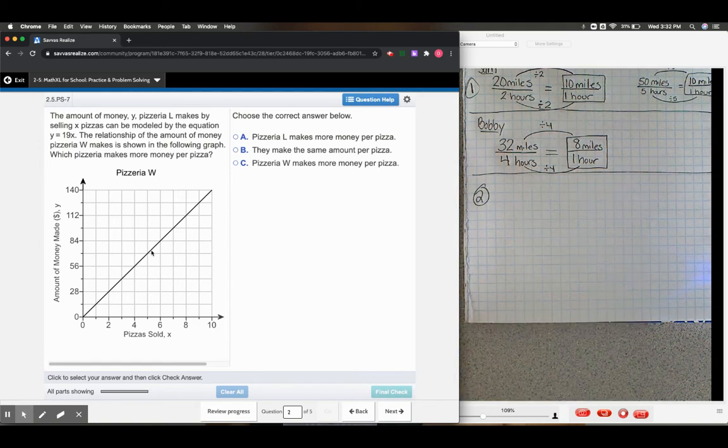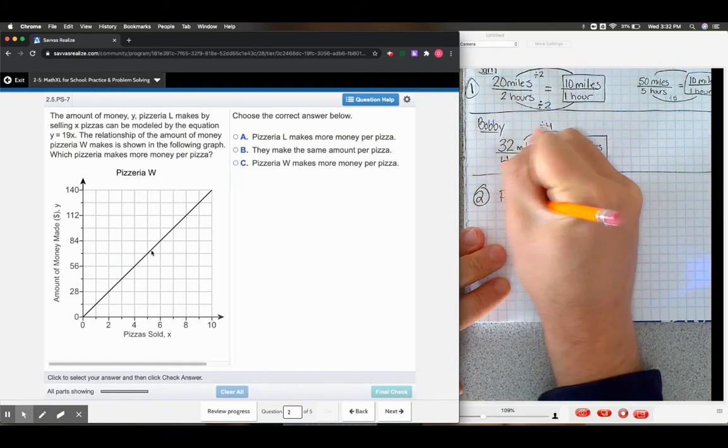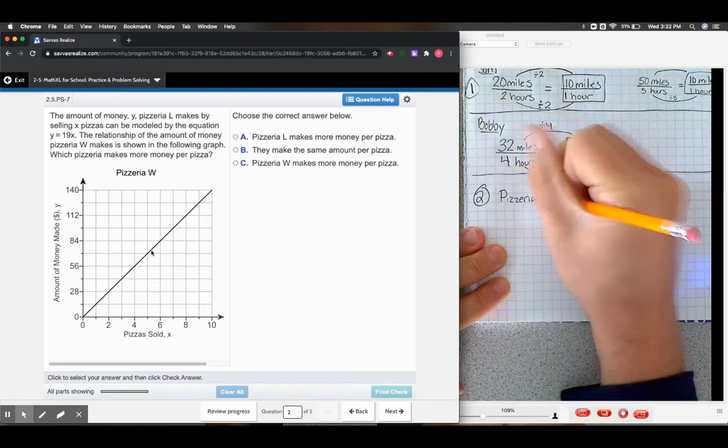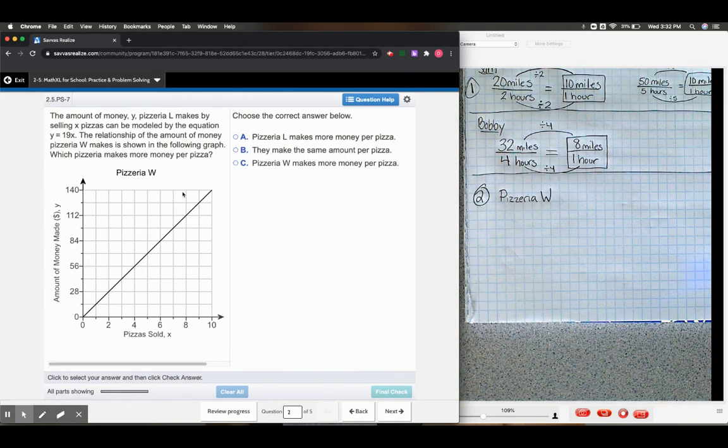All right. So let's start with the graph because we've already done a graph. We're feeling good about it. Pizzeria W is the graph. The only difference between this one and number one is they don't tell us where to look, right? The last one told us look at the 2, look at the 4. So we are going to look at the x-axis just like last time, but it doesn't really matter what number you pick. And you can try this on your own.